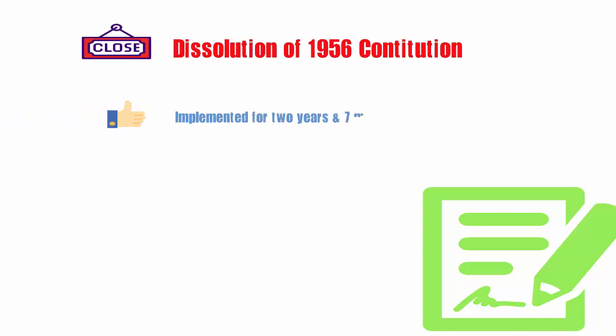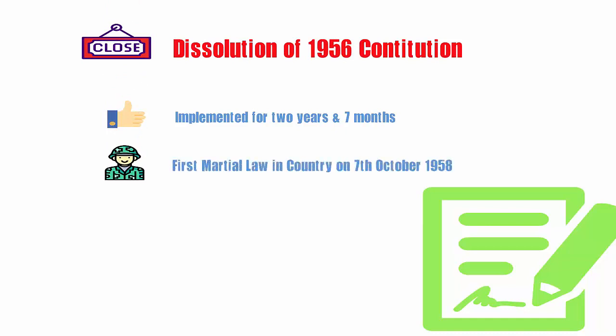Dissolution of 1956 Constitution. The Constitution of 1956 was implemented in Pakistan only for 2 years and 7 months. General Ayub Khan dismissed the government. He imposed the first martial law in the country on 7th October 1958.